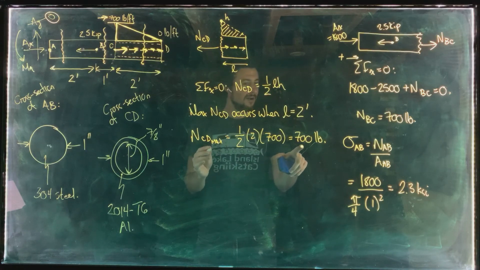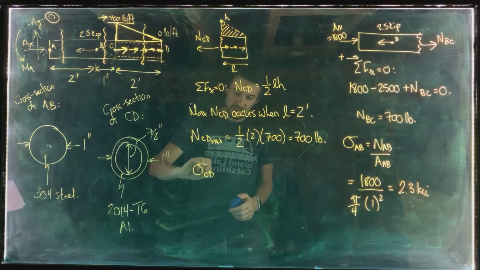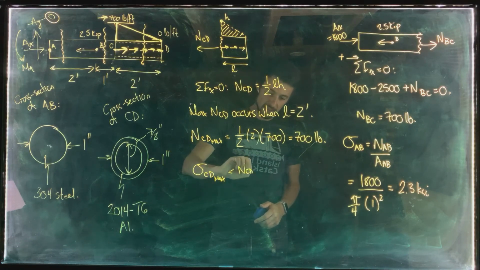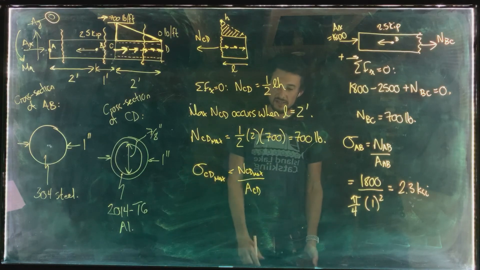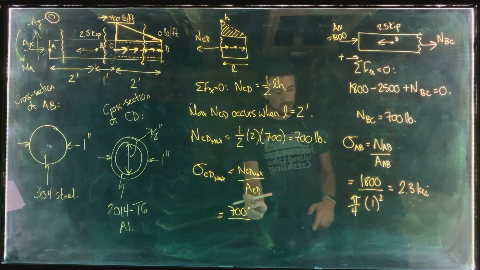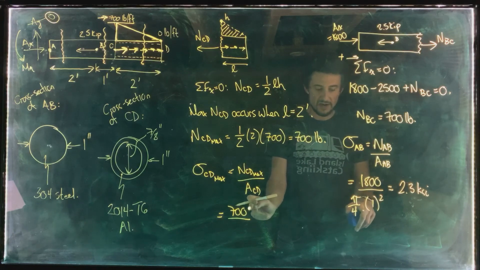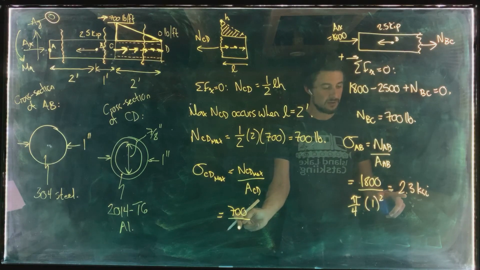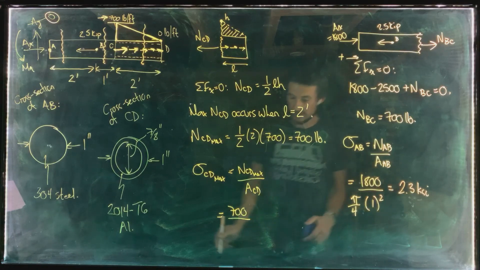Okay, so now we can find the stress associated with that. So sigma CD max, right, is going to be N_CD max divided by the cross-sectional area, A_CD, which equals what? 700 divided by, now 700, that's a lower number than 1800, right? But the cross-sectional area here is bigger than the cross-sectional area of the tube is going to be. So it's not clear whether this stress is going to end up being higher or this stress in the tube is going to end up being higher. So we have to do the calculation.